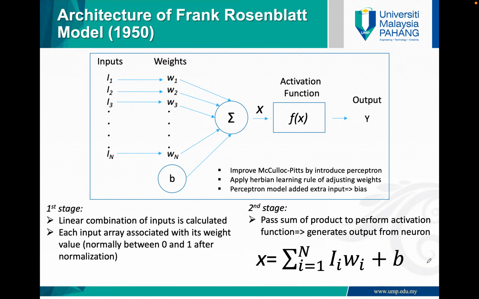Alright, continue. And then after that, we have the updated version of the architecture. So this one is the previous one, the McCulloch and Pitts, which was created in 1943, right? So this is the architecture of Frank Rosenblatt's model. They created it in 1950. They were trying to improve the previous model.